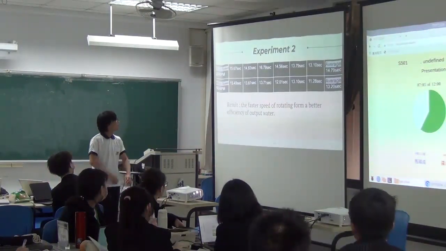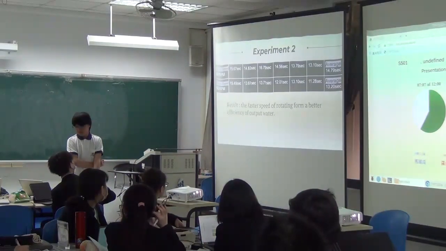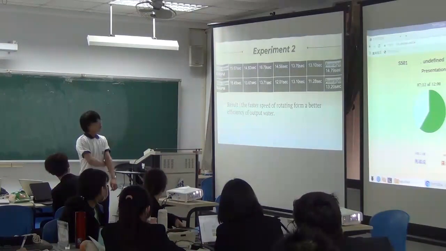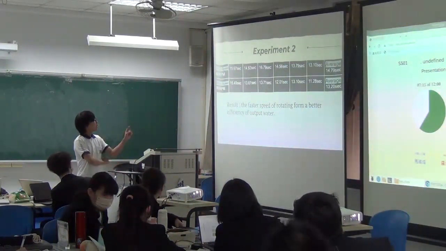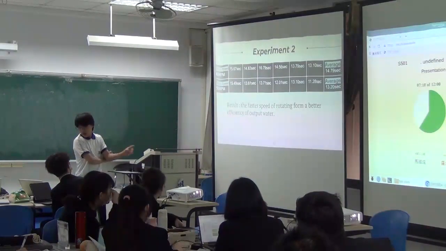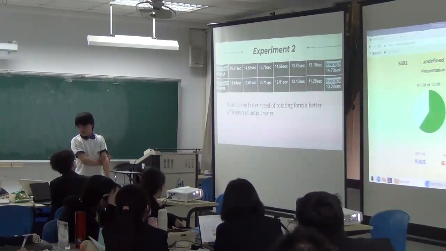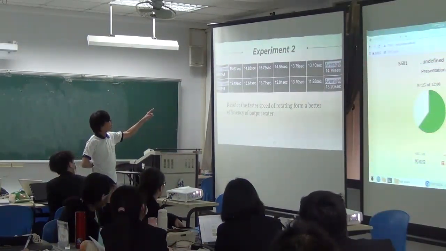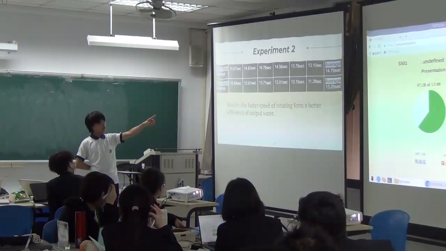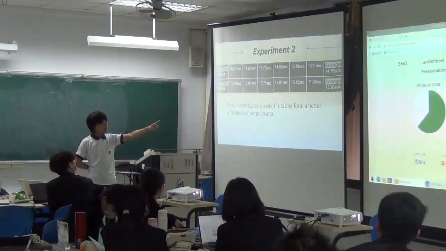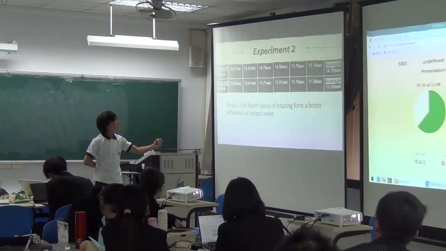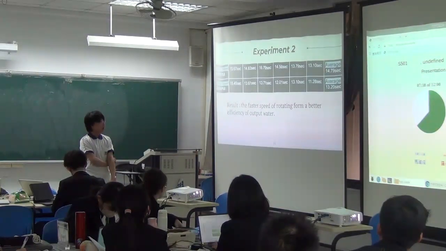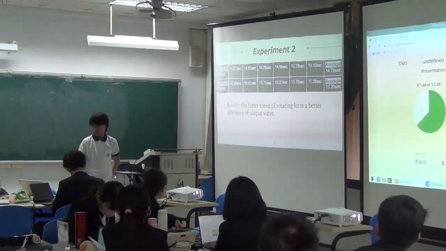And experiment 2. So as we can see, the rotation speed in the 80 RPMs is much... we can see the average in here. The higher the RPMs, the average seconds that the water takes will be much less than at the lower RPM. So the fastest speed of the rotation gives a better efficiency of the output water.